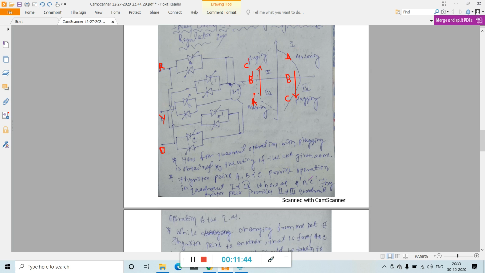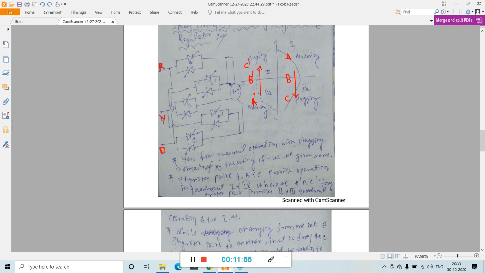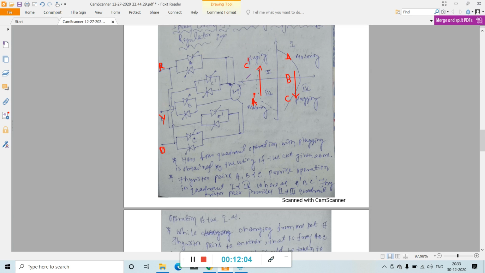And whereas A dash B C dash means it is like A dash and B. A dash B C dash thyristor pair, this is A dash and this is B and this is C dash. Thyristor pairs provide operation in quadrant 2 and 3.